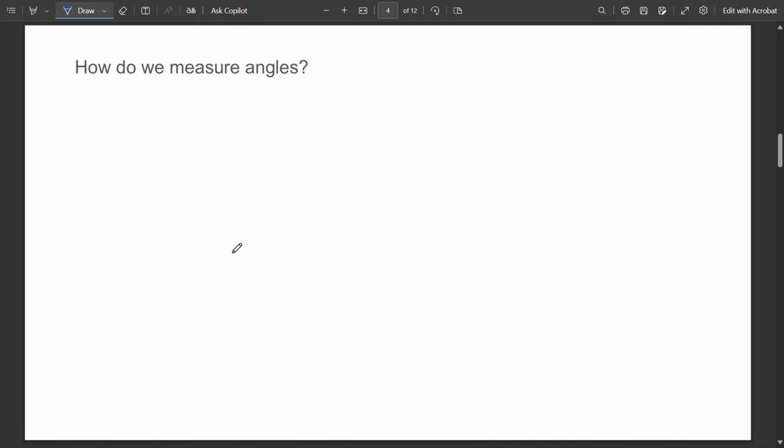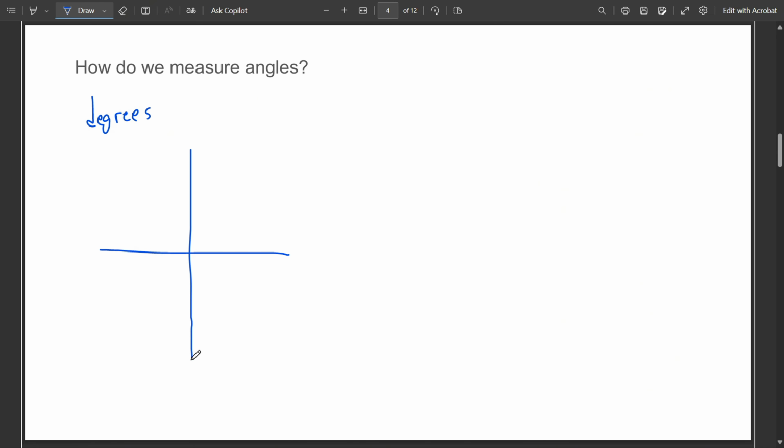So how do we measure angles? We measure angles by degrees. Say that we have a unit circle. Wait, let me draw that bigger. And we know that a circle rotation is 360 degrees, and half of the rotation is 180 degrees. So here is 180 degrees, and half of 180 is 90 degrees, and this is 270 degrees. So you can call this 0 or 360, the full rotation.